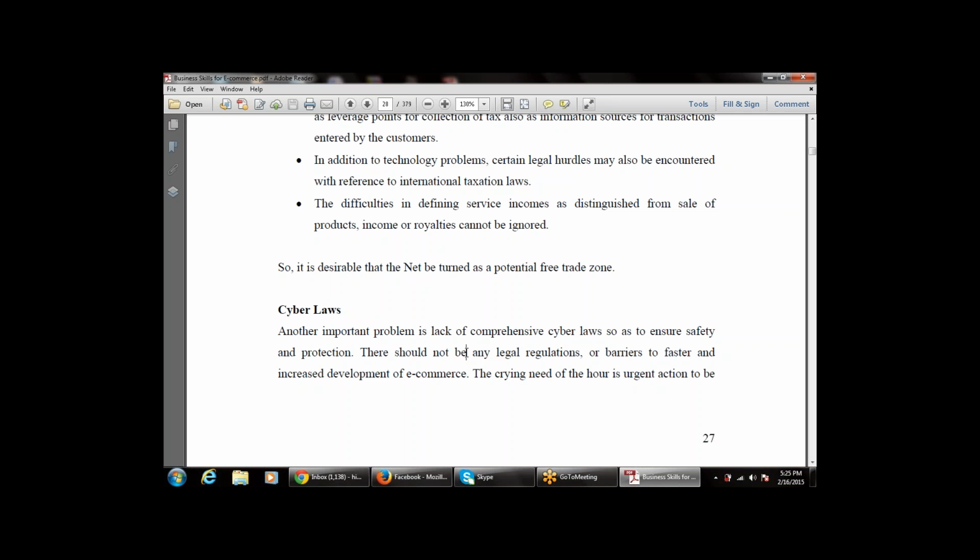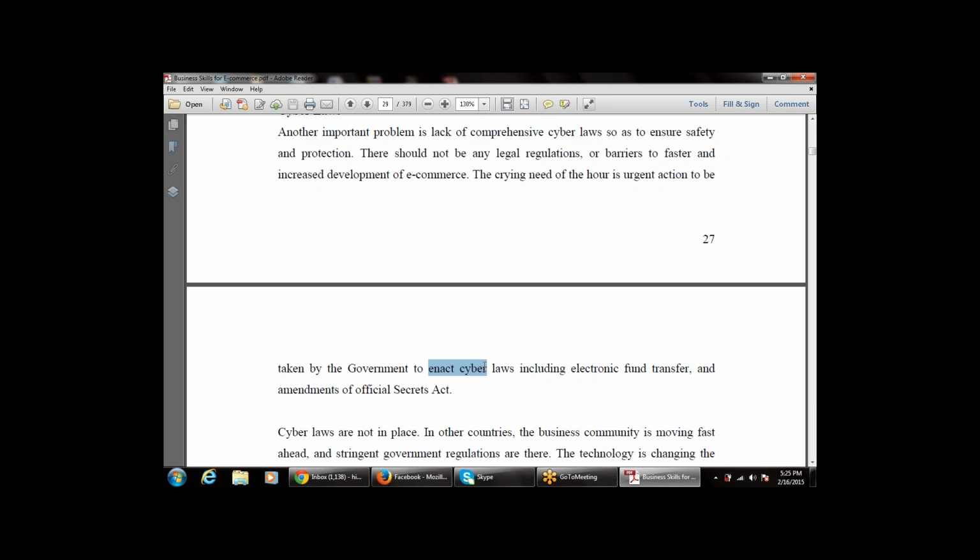There should not be any legal regulations or barriers to faster and increased development of e-commerce. There must be proper cyber laws, proper rules and regulations, available for increasing the demand and the transactions over e-commerce. The crying need of the hour is urgent action by the government to enact cyber laws, including electronic fund transfer, so that we can transfer funds electronically from one place to another.